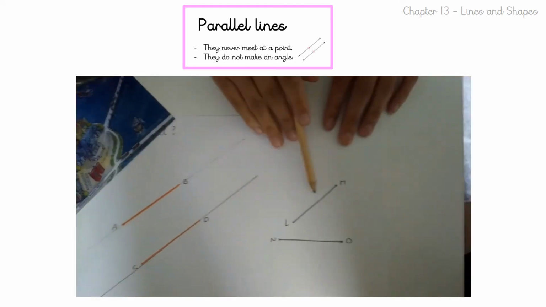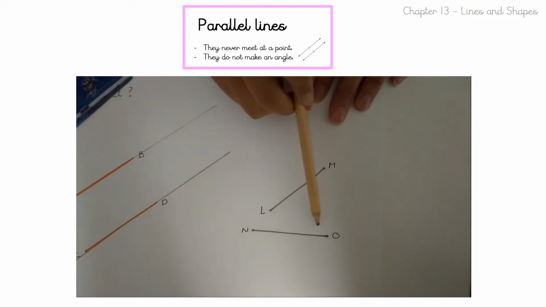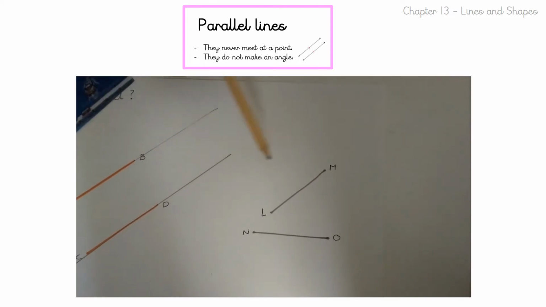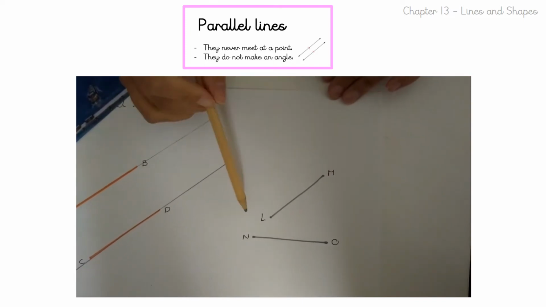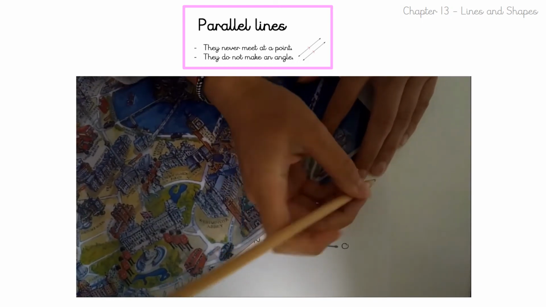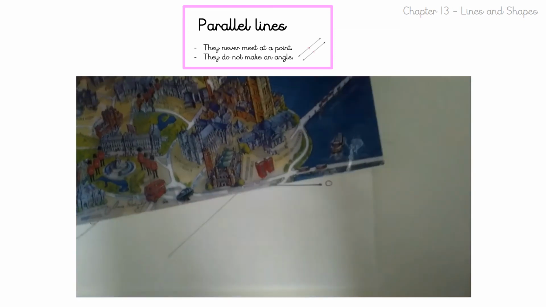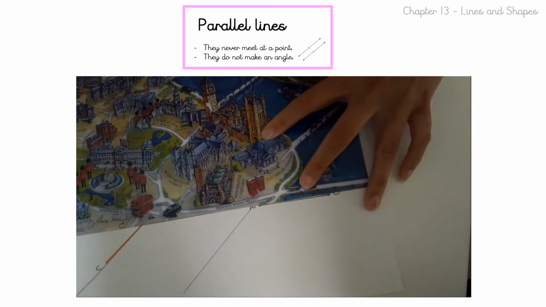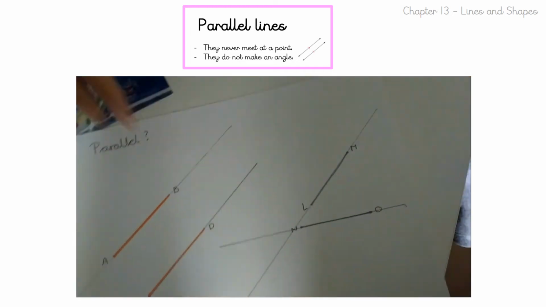Okay, now let's check our second figure. We've got line LM and line NO. Do they meet at a point? They do not meet at a point. Do they make an angle? They do not make an angle. But how can we prove that they are parallel lines? We can prove it by extending these lines. So grab a ruler and extend your lines. So a ruler and a pencil, one line, and then the other line. What can you see?